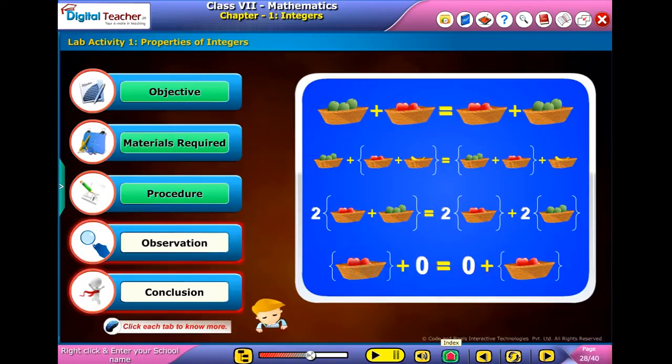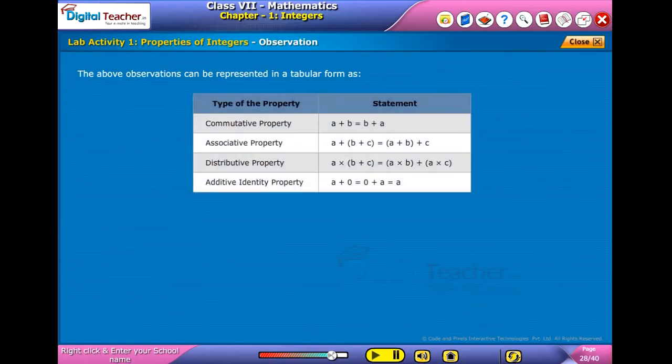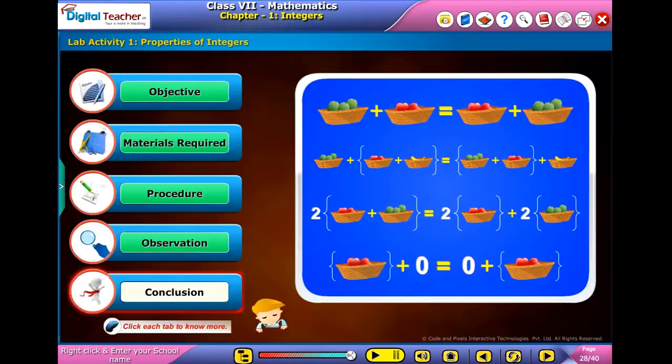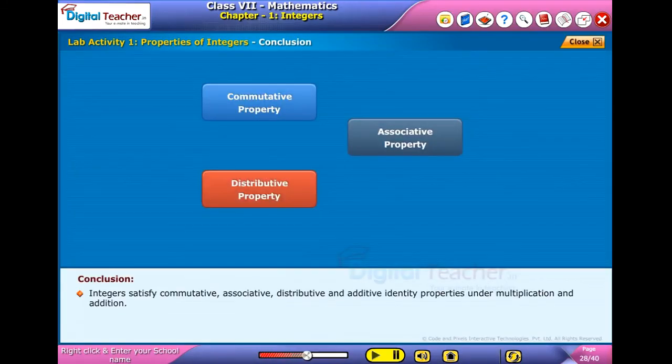Here, the above observations can be represented in a tabular form as shown. Integers satisfy commutative, associative, distributive, and additive identity properties under multiplication and addition.